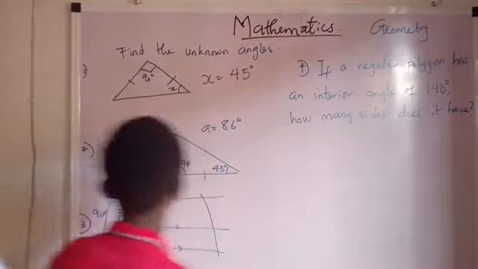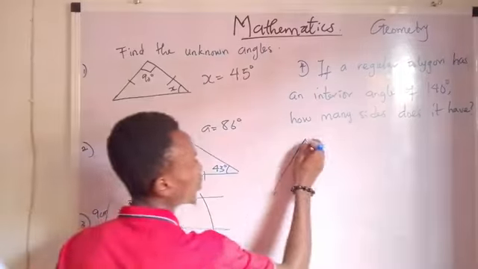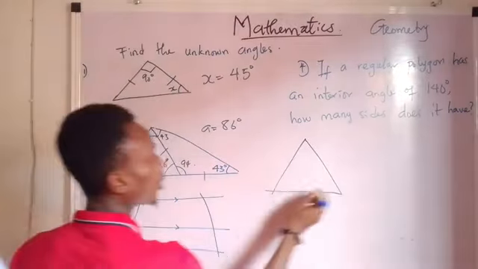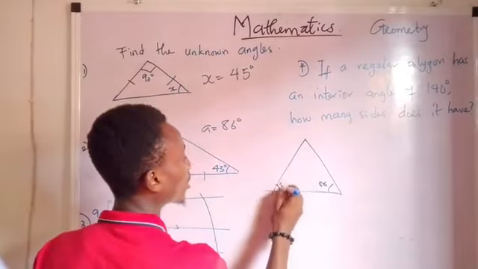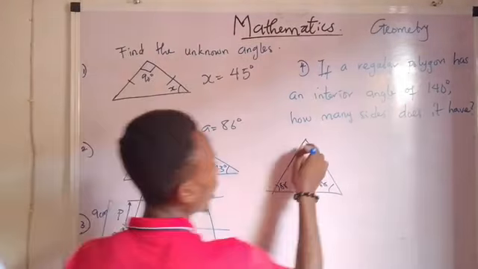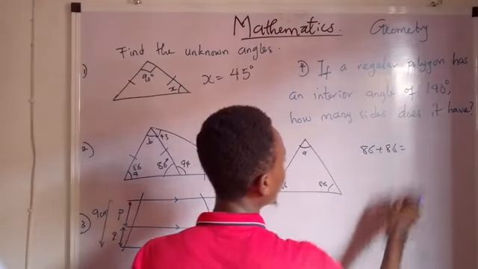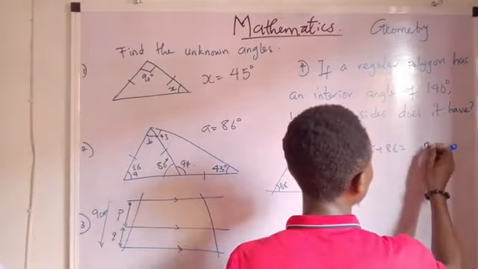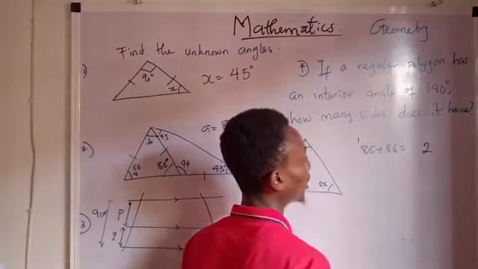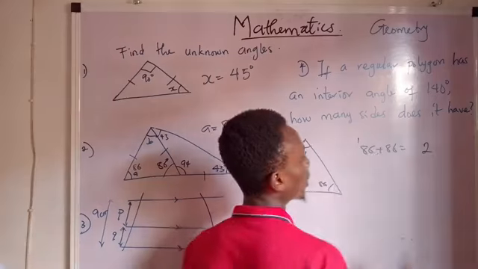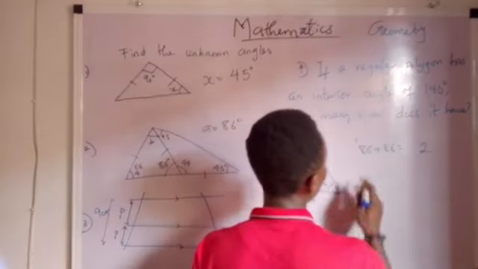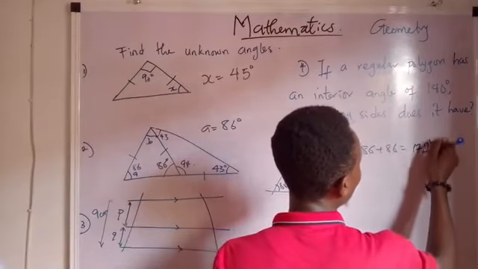Quite simple. Draw this triangle out. 86, 86 and A, right? Now 86 plus 86 will give us what? 6 plus 6, 12, carry 1, right? 8 plus 8, 16 plus 1, 17, 172 degrees.